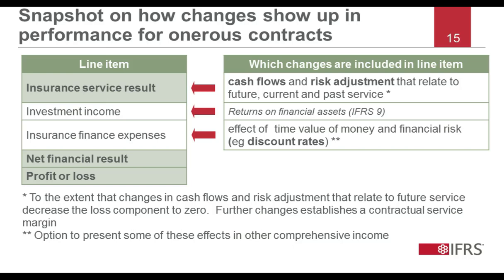There are a few things to note. Firstly, changes in cash flows and the risk adjustment that relate to future service decrease the loss component to 0. Further changes establish a contractual service margin. Consequently, those changes are not recognized in profit and loss. As in the case of profitable contracts, there is an option to disaggregate the changes in the effect of the time value of money and financial risk between profit and loss and other comprehensive income.